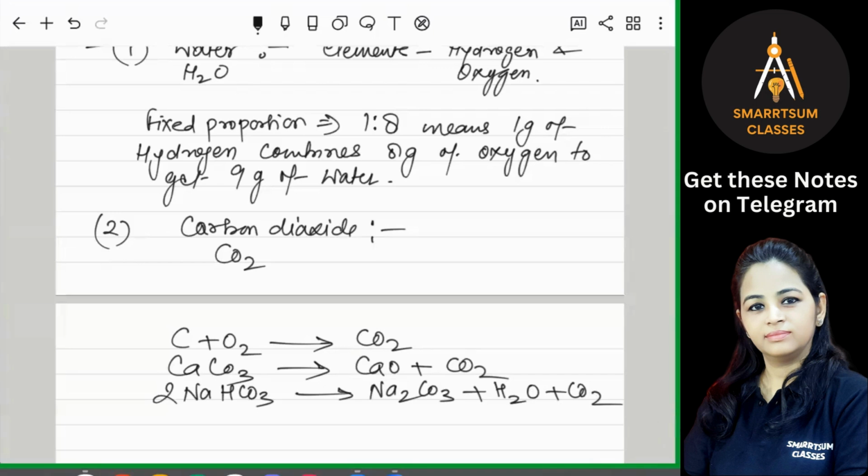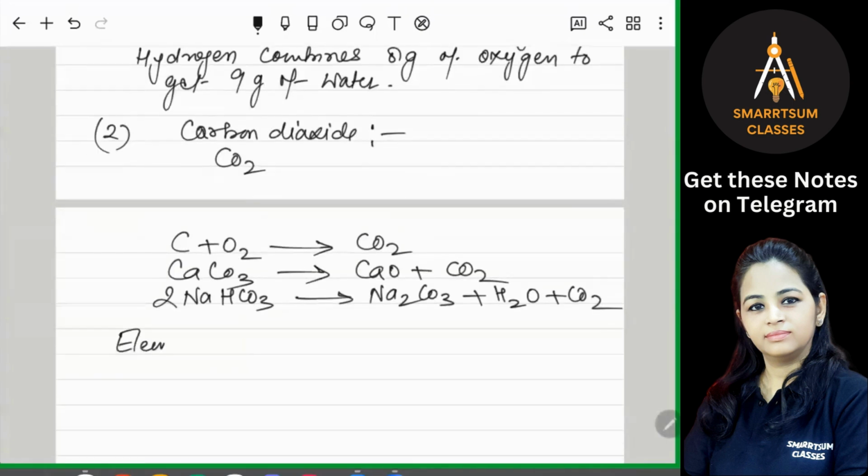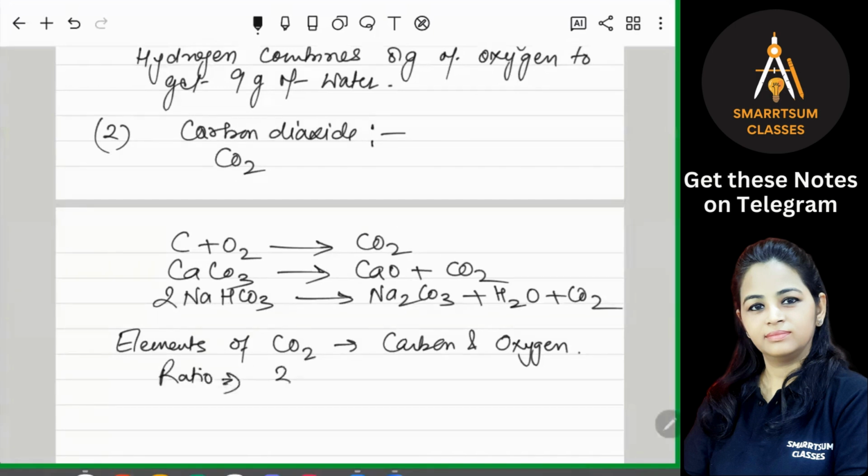So in each case, whenever carbon dioxide is formed, it is found to be made up of the same elements, right? And what are the elements of carbon dioxide? Elements of carbon dioxide are carbon and oxygen, and every time they will be the same. They combine together in the same fixed ratio. And what is that ratio? The fixed ratio is 3:8 by mass.